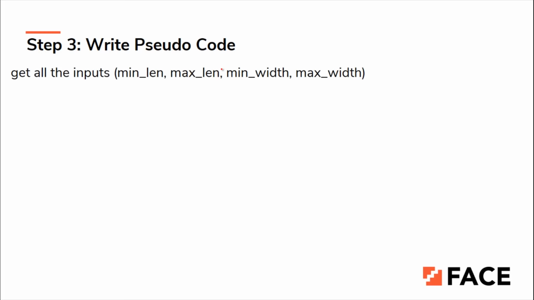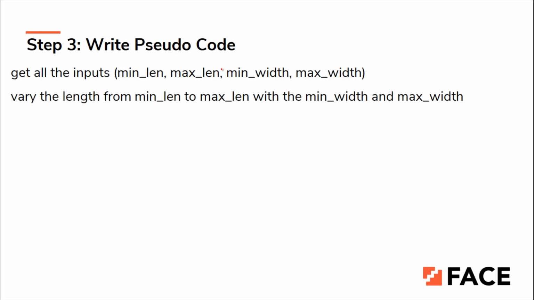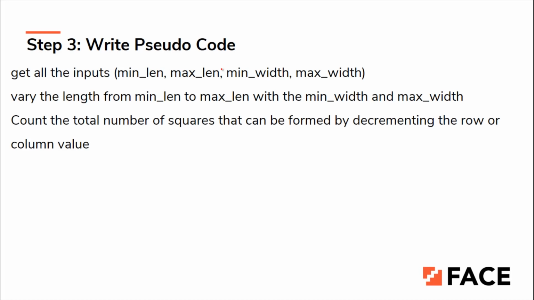So the pseudocode would be like this: first you'll have to get all the inputs, and then you'll have to vary the length from minimum length to maximum, and similarly the width from minimum width to maximum width. Then you'll have to calculate the total number of squares that are possible by decrementing the row and column. Let's say it's 7 cross 3. 7 cross 3 is not a square matrix, isn't it? Now what you will do is decrement the row value to 6 cross 3.